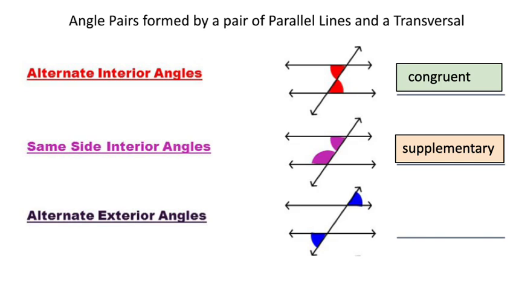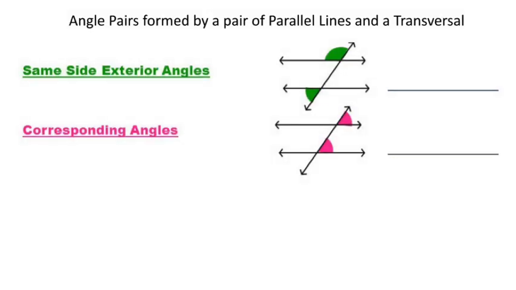Alternate exterior angles are on alternating sides of the transversal, and they are outside of the parallel lines. These angles are congruent. Then there are same side exterior angles as shown. They are outside of the parallel lines and on the same side of the transversal. In this case, there's an obtuse and an acute angle, so they are not congruent. These angles are supplementary.